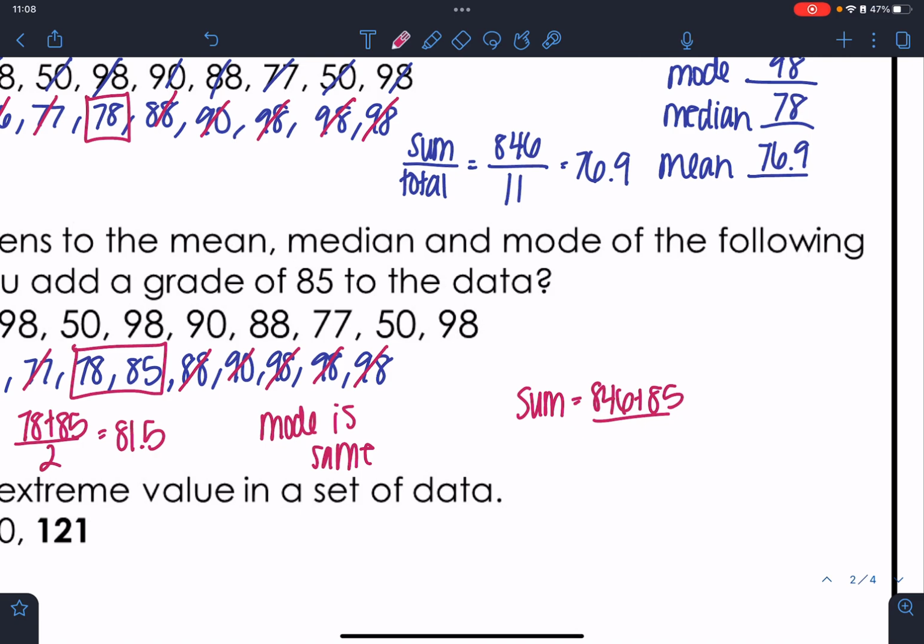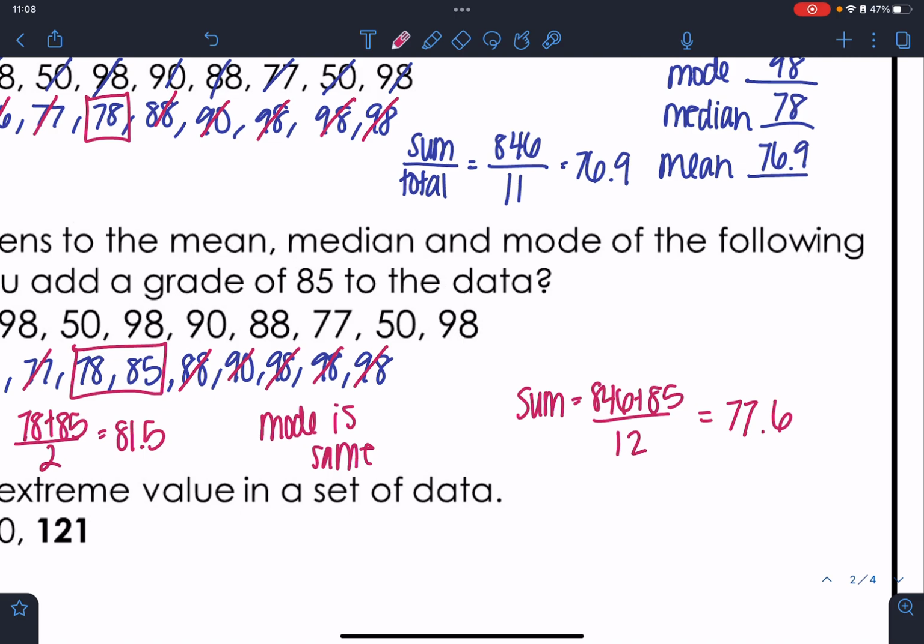And again, how many numbers do I have now? We are at 12, right? We're not going to divide by 11. We added one more number. So we're going to divide by 12. So use that to your advantage. Don't completely start over. 77.5. We can round to 77.6.